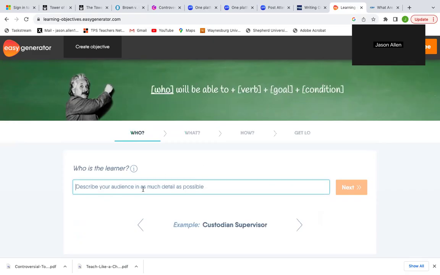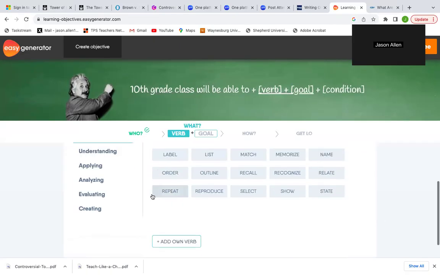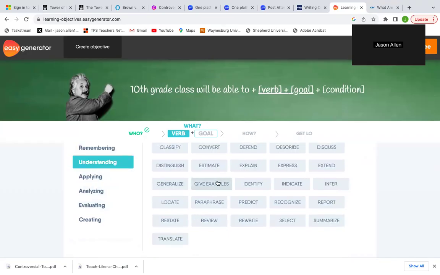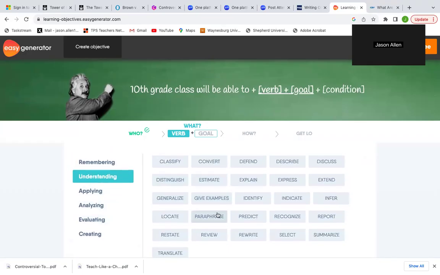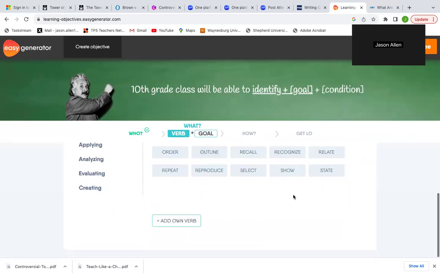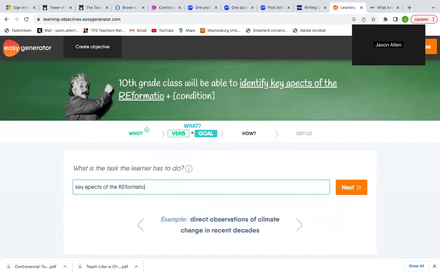Let's do a new one. I think that's a little clunky. So let's do 10th grade class. Let's do understanding, or remembering. We'll just do remembering. Will identify, of course, the classic. Identify key aspects of the Reformation.